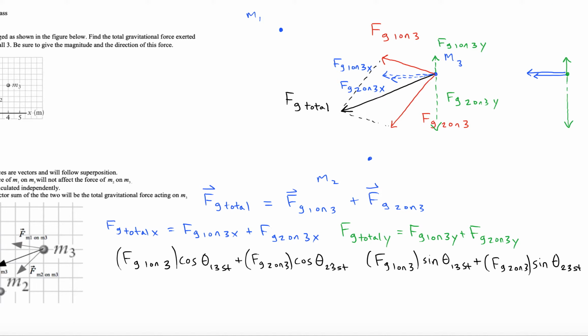So let's find out what Fg1 on 3, what that magnitude would be. I'm talking about the length of this vector here. To do it, we need Newton's law of universal gravitation.